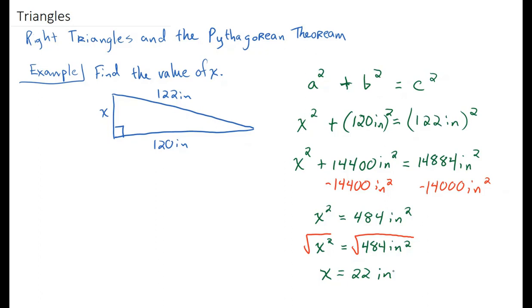So this is very similar to the previous example, except for this step where we had to get the x squared by itself by subtracting from both sides. Go ahead and give some of these a try and see how you fare.